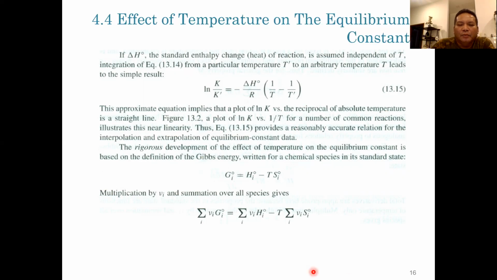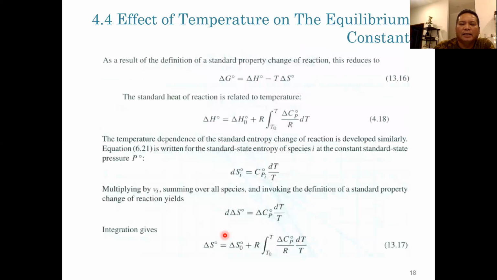For rigorous development of the effect of temperature on equilibrium, we can also define Gibbs energy G_i naught equals H_i naught minus T S_i naught. Then we sum it all over again and manipulate it. Toward the end, we get this equation here. For the enthalpy, delta H naught is the delta H at the reference condition plus this integral.